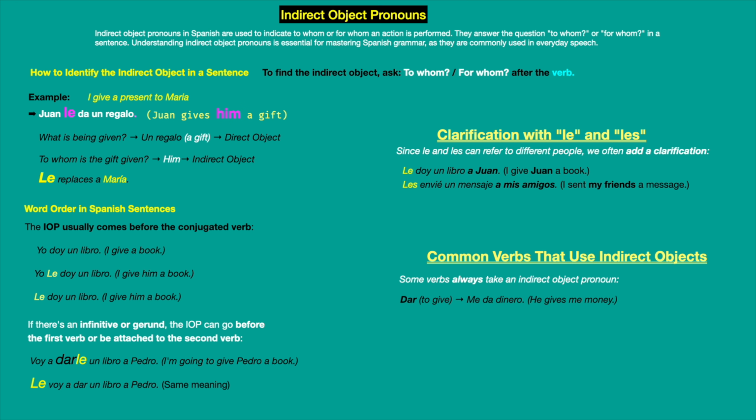So we have, for example, "dar", which is to give. "Me da dinero". He gives me money. "Me da dinero". Also "decir", to tell. "Nos dice la verdad". And also "gustar", to like. "Me gusta el café".